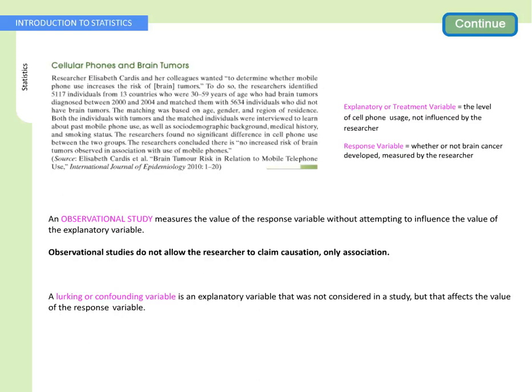An observational study measures the value of the response variable without attempting to influence the value of the explanatory variable. This study is an observational study, because the explanatory or the treatment value was not influenced by the researcher. Observational studies do not allow the researcher to claim causation, they imply only association. A lurking or confounding variable is an explanatory variable that was not considered in a study, but that affects the value of the response variable.